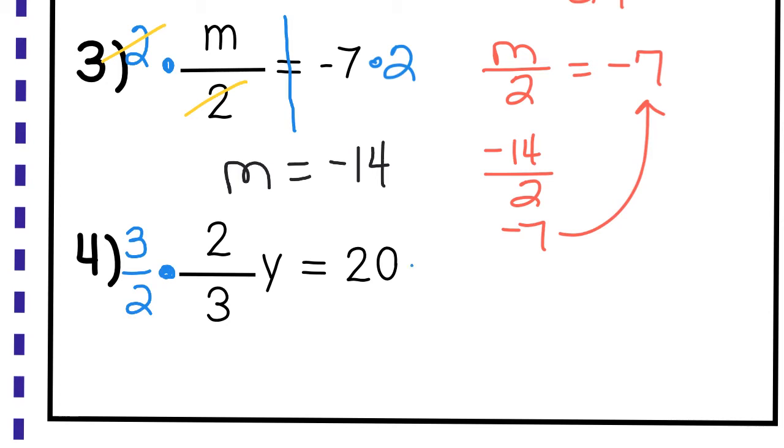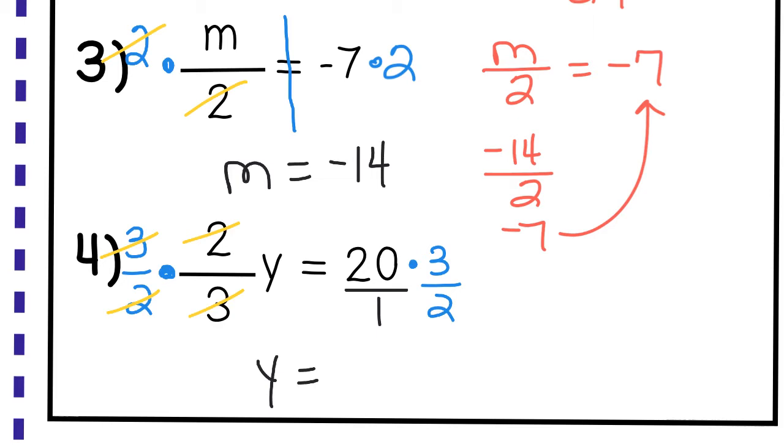And I'm going to do that to both sides of my equation. On the left, 3 times 2 and 2 times 3 gives me 6 over 6. So ultimately, they all cross cancel out of my problem, leaving me with 1y is equal to 20 times 3 halves. Now let's make sure we have 20 over 1 times 3 over 2.